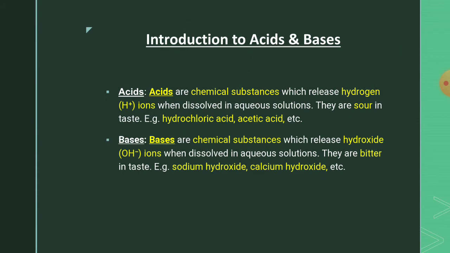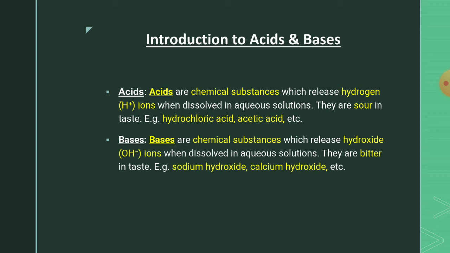Let's come to the definition of acids. So here you see on the screen, acids are chemical substances which release hydrogen ions when dissolved in aqueous solutions. They are sour in taste. Examples of acids are hydrochloric acid, acetic acid, etc. There are so many acids, I will give only two examples of acid.